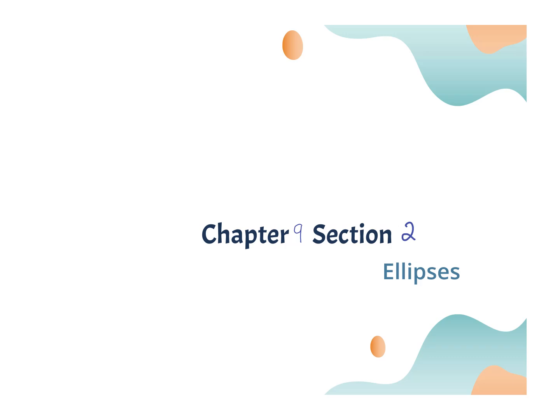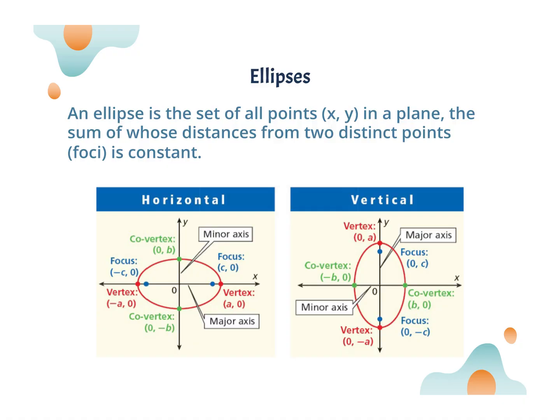So in 9.2, we talked about ellipses. Ellipses are like ovals. We could either have a sideways oval or a vertical oval, horizontal or vertical. So here's an example of a horizontal and vertical. Important things to note here is that we have vertices.